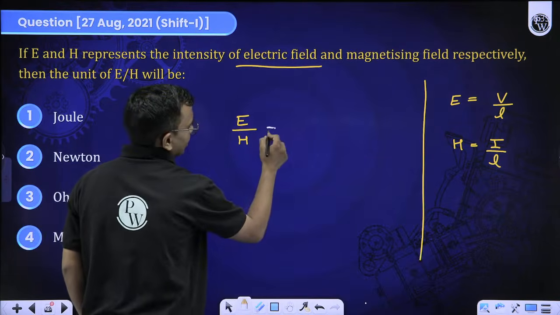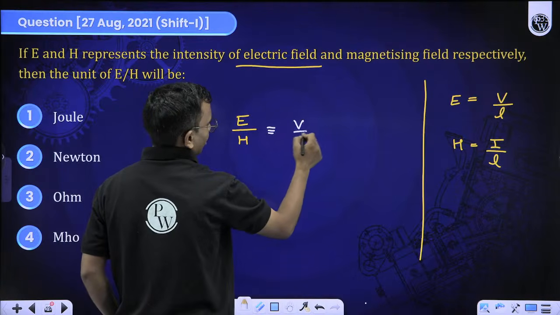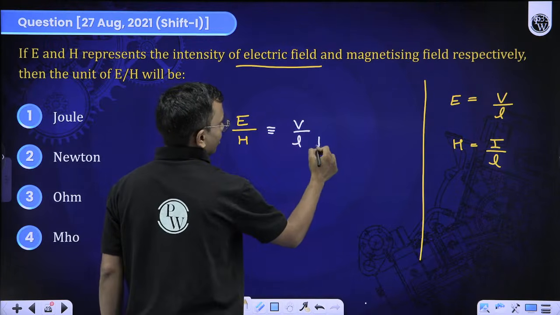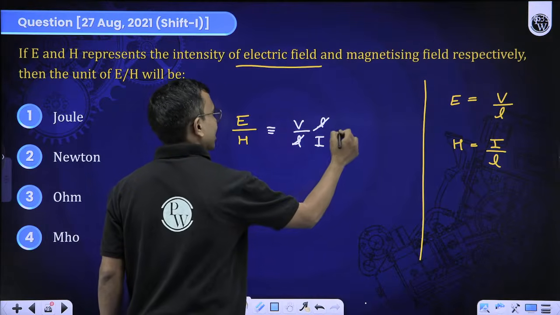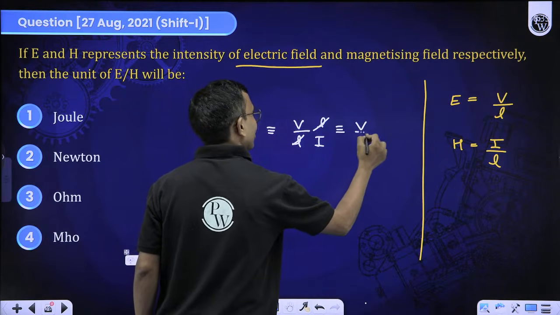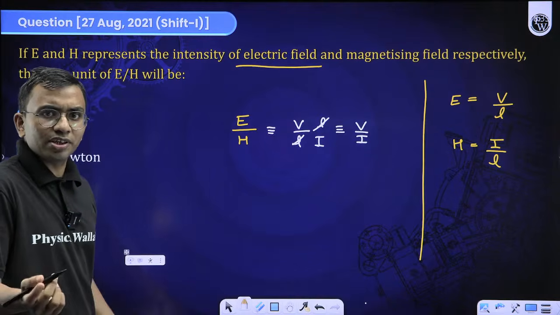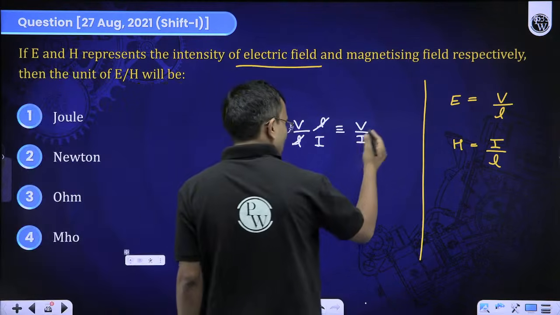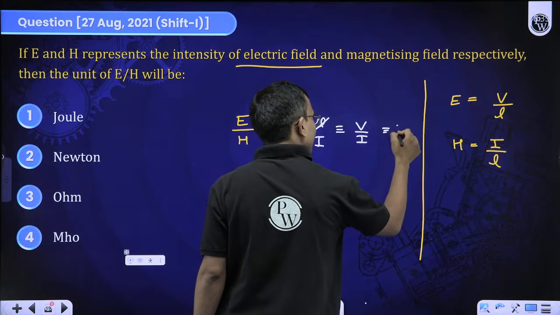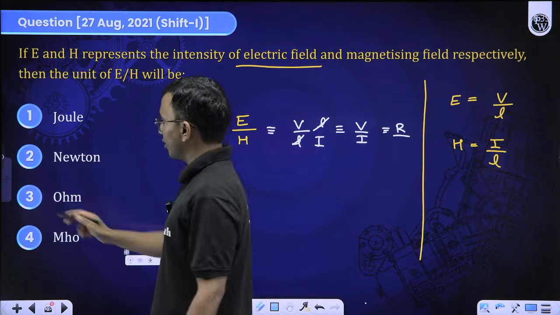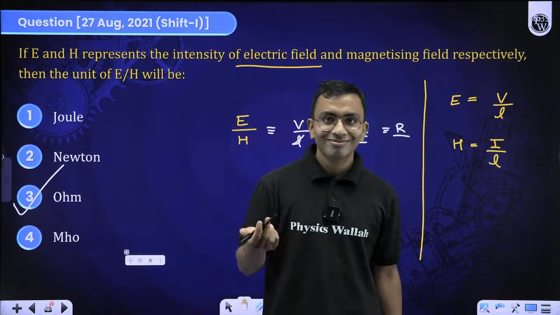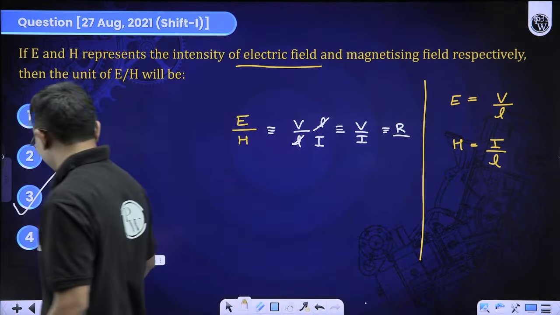So E is potential by length, H is current by length. Length are getting cancelled. You are getting potential by current. What is that? Potential by current. You remember some formula? V is equals to IR. So V by I is R. You are getting R from here. What is the unit of R? Resistance, ohm. You already know that, isn't it?